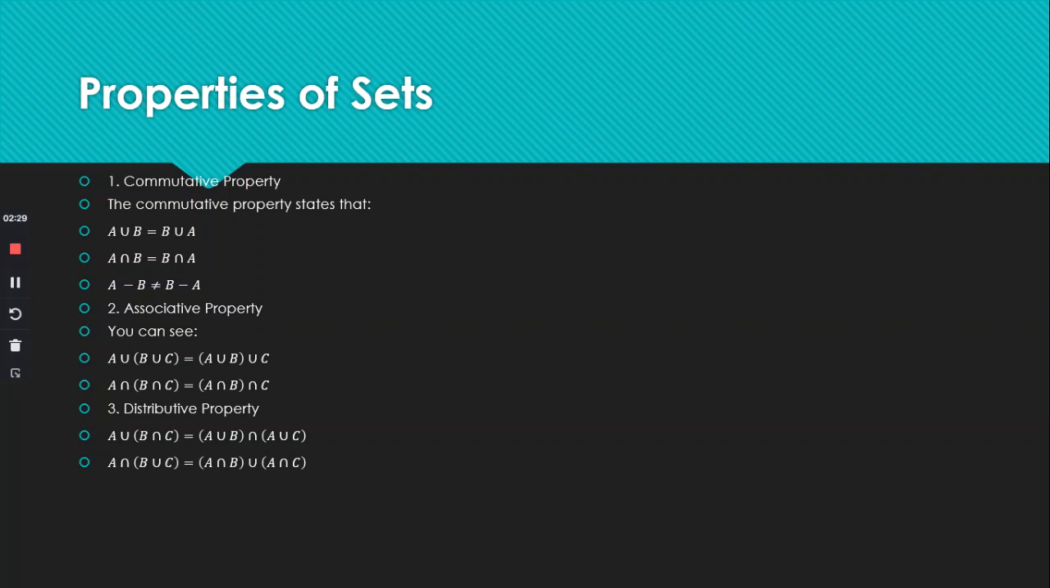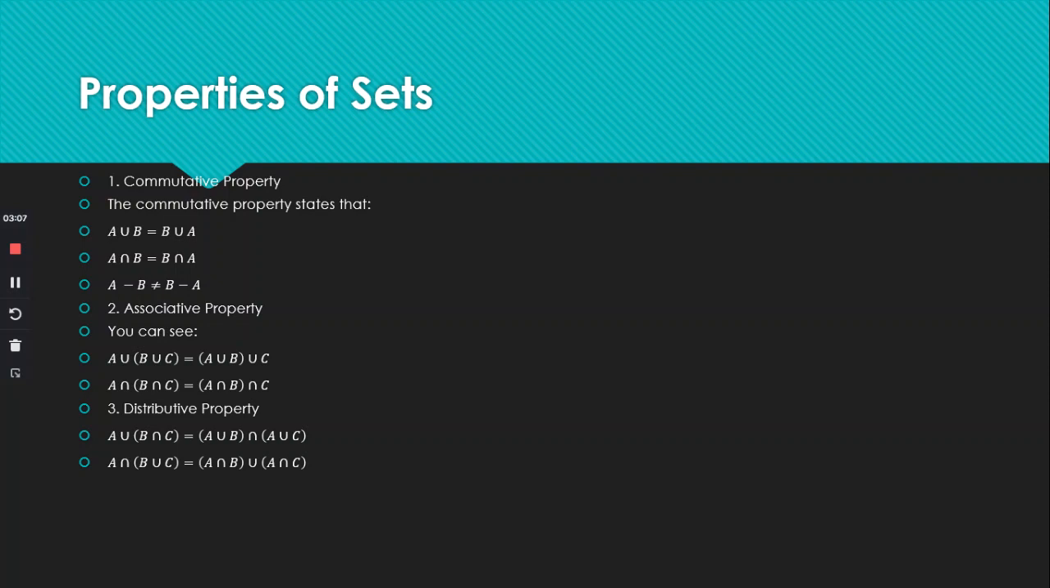And also we have the associative property. You can say that (A union B) union C is equal to A union (B union C). So no matter where you put the brackets in this case, you will always have the unions to be equal. And also, you have the intersection. (A intersection B) intersection C is equal to A intersection (B intersection C). This means the same thing technically, but only with intersection. Fairly simple still.